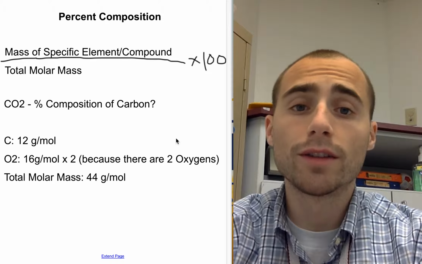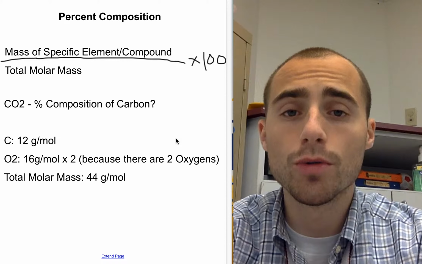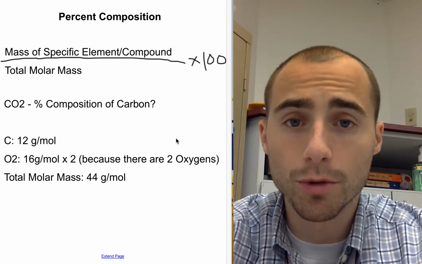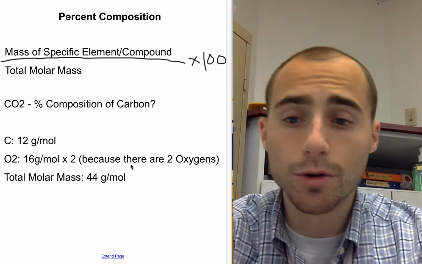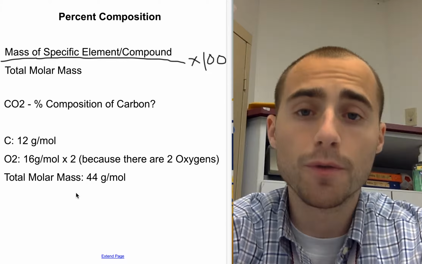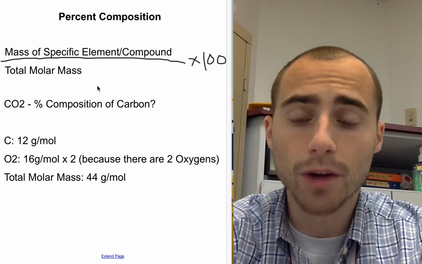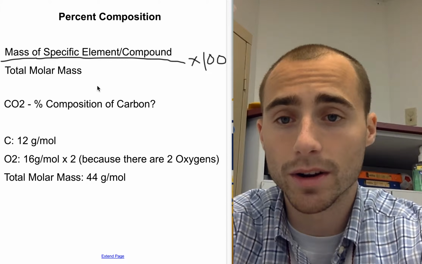That is always the first step you will take: figuring out the total molar mass of the compound you are dealing with. If you don't get the total molar mass right, then the rest of the problem will not work out. So now that we know our total molar mass of carbon dioxide is 44 grams, let's solve for the composition of carbon. What percentage of carbon dioxide is actually carbon? That's what I want to know.